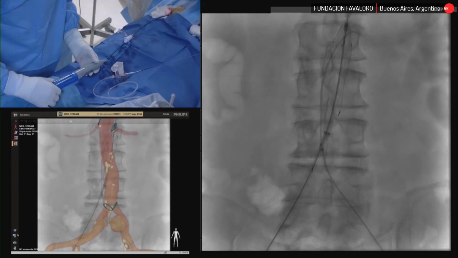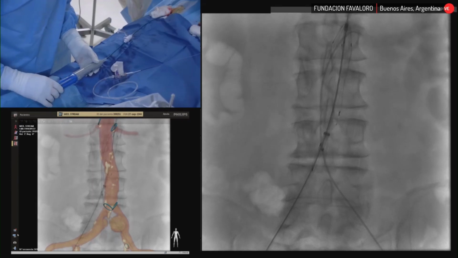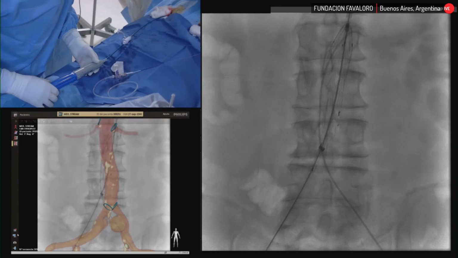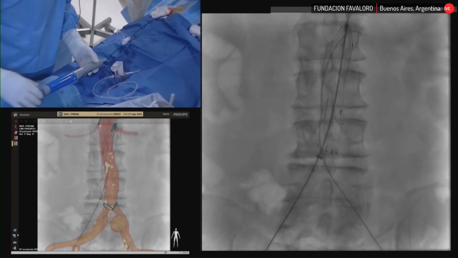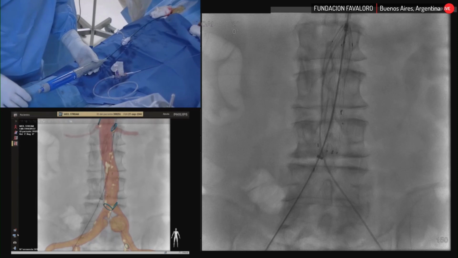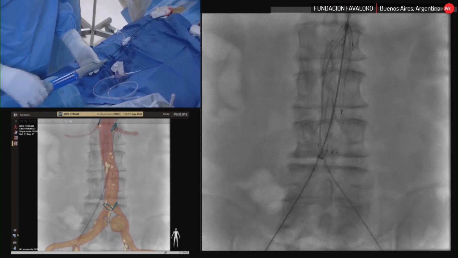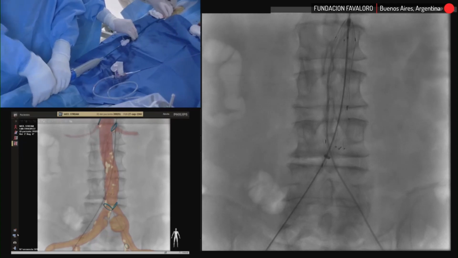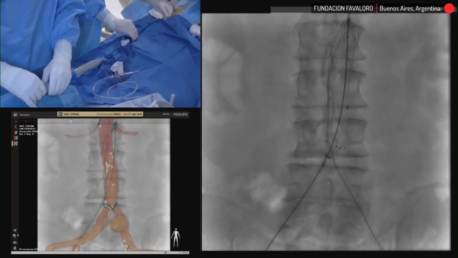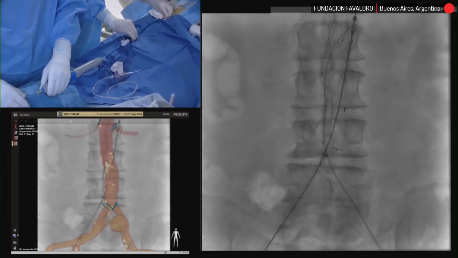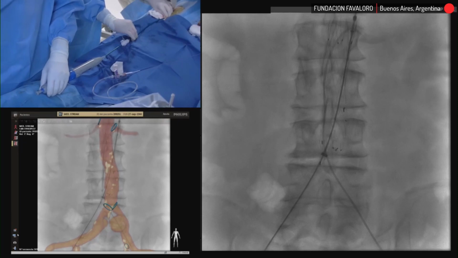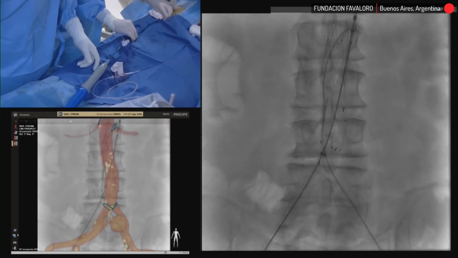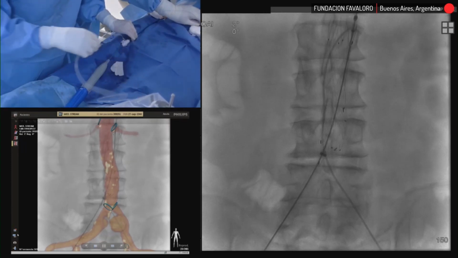So now we have the contralateral stump released. Yes. Now it's okay. Okay. And now I'm going to rotate counterclockwise this part, which sometimes is important to make a little harder. And then as you observe, the proximal hooks were released exactly in the position we wanted, which is below the left renal artery. So it's okay.